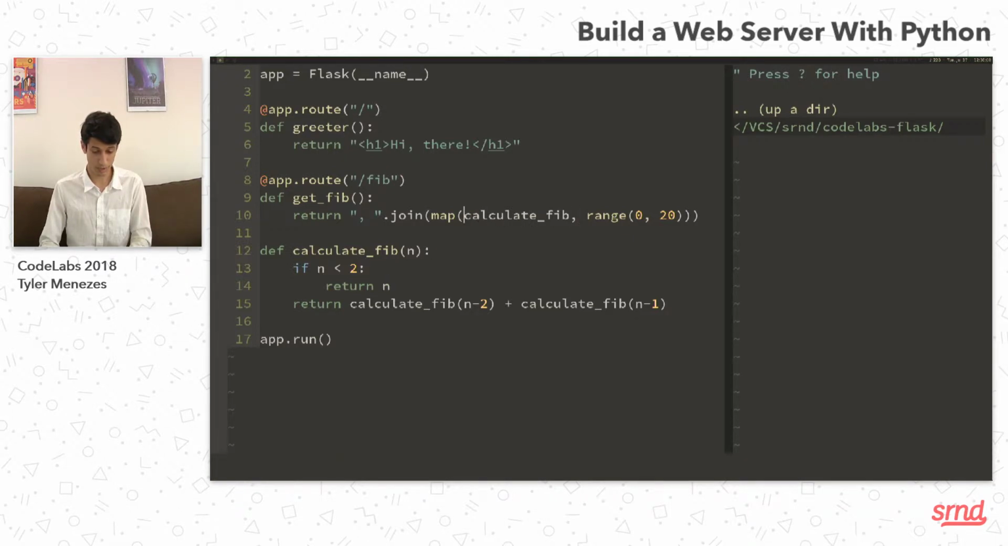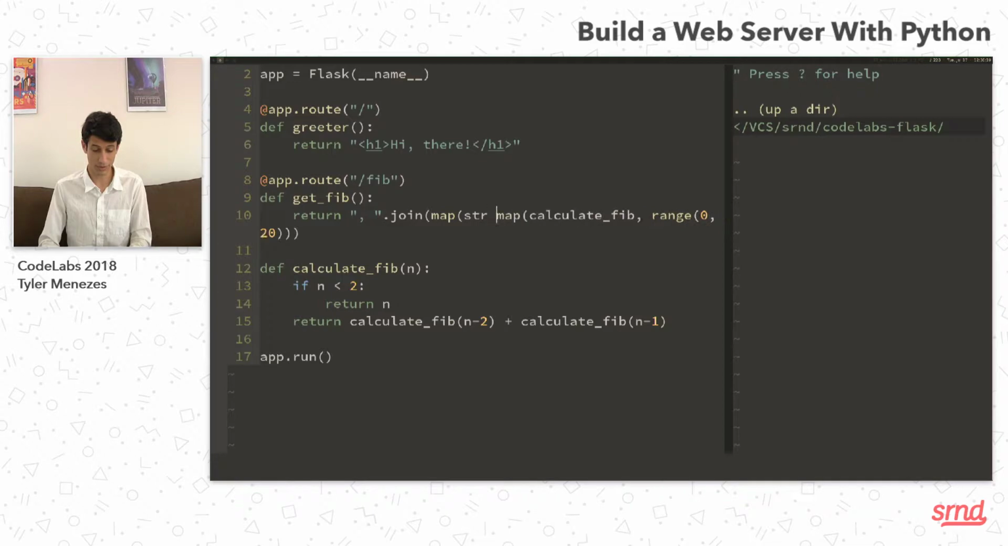This is going to be a little bit more complicated. Let's do this. Join. We'll run a second map function, which takes any input and converts it to a string.